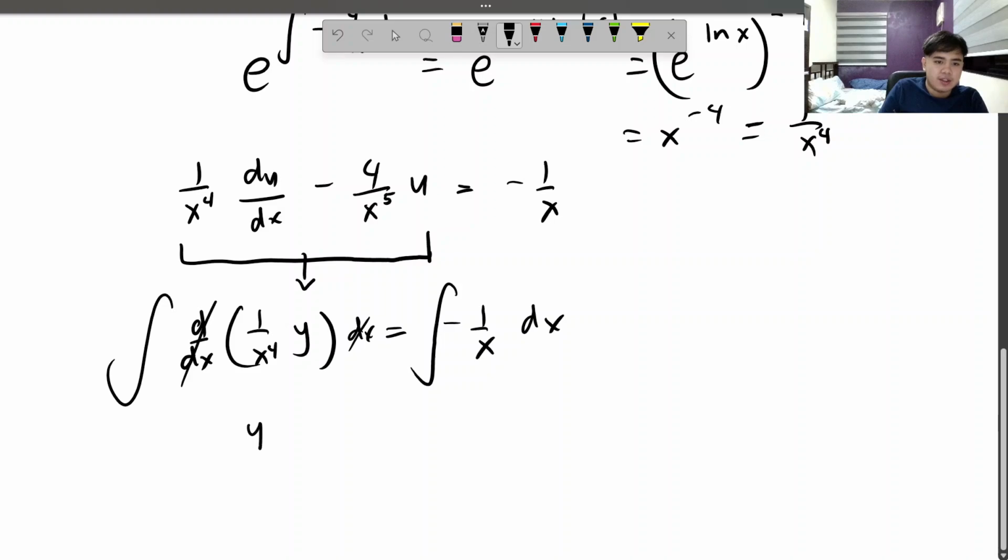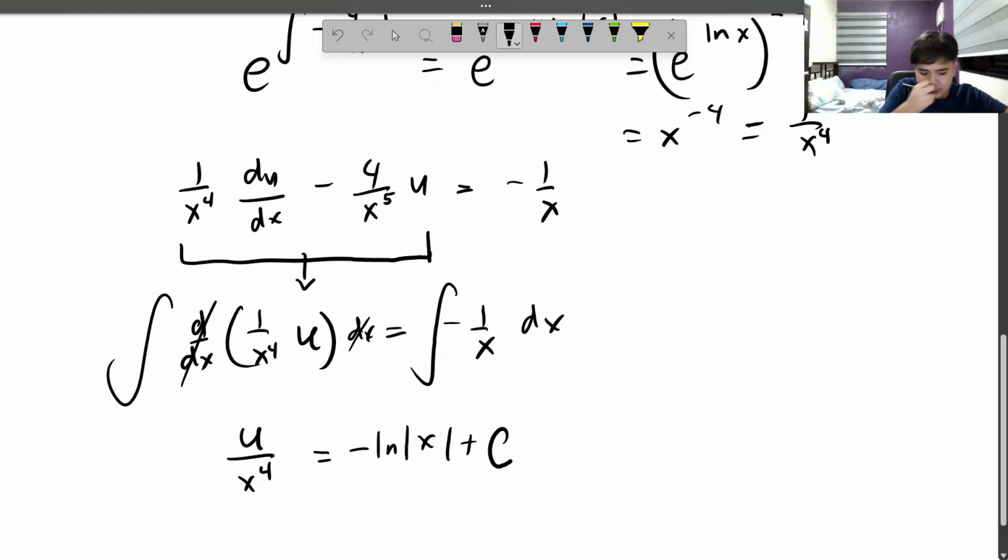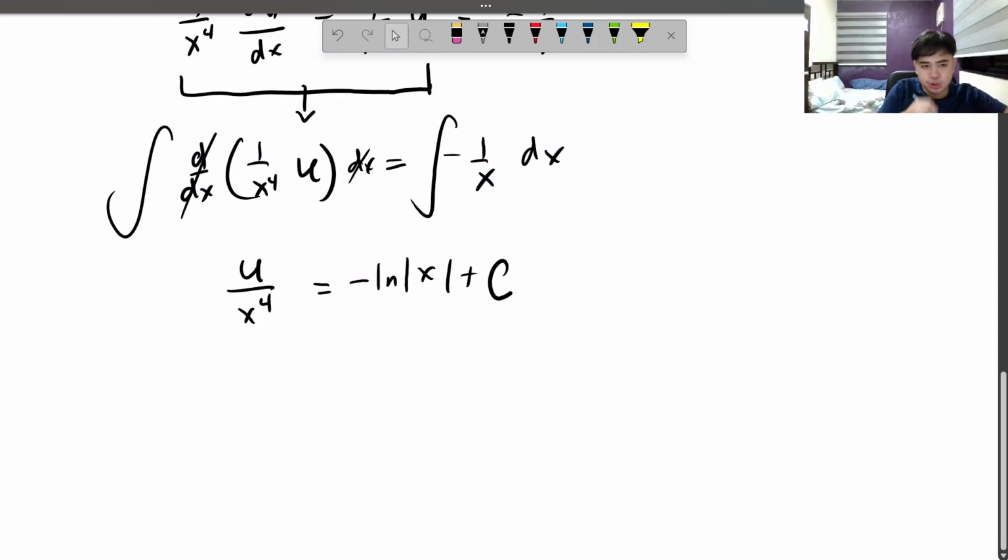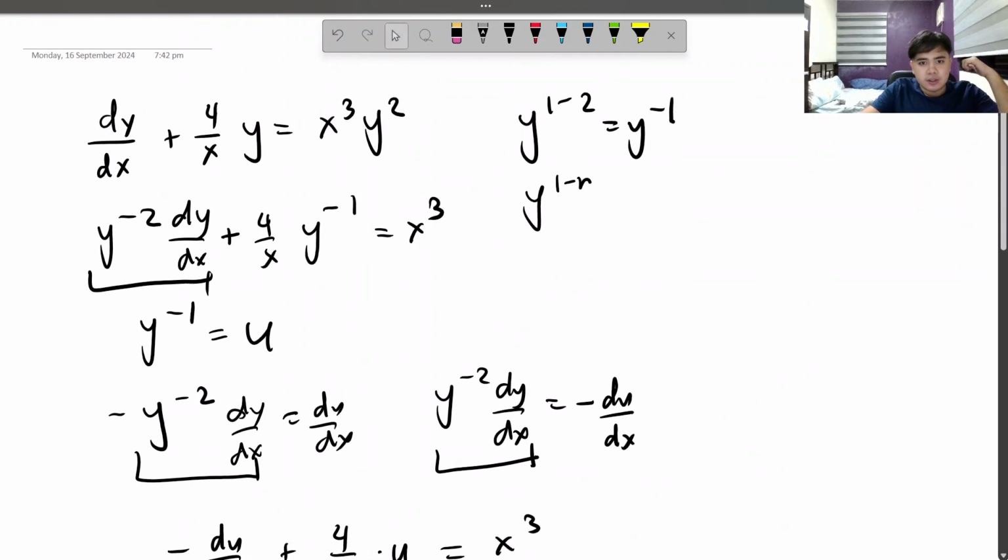So we get on one side u over x to the 4, sorry, I miswrote, this should be u. U over x to the 4 equals negative ln x plus c. Well, let us isolate u. U becomes negative x to the 4 ln x plus c, but we're not done, because we know from here that y to the negative 1 equals u.